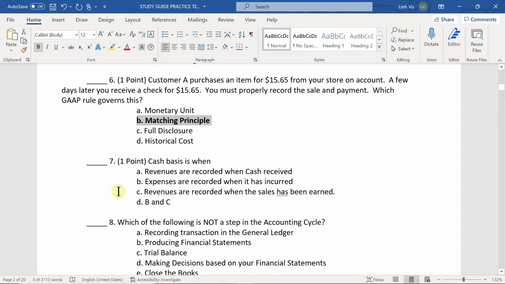So that's exactly what I want you to learn here in the rules of GAAP. This time I want you to apply the concepts. I'm not going to give you definitions this time around. I want you to use those definitions to apply to a scenario. Okay. Number 7 says cash basis is when?